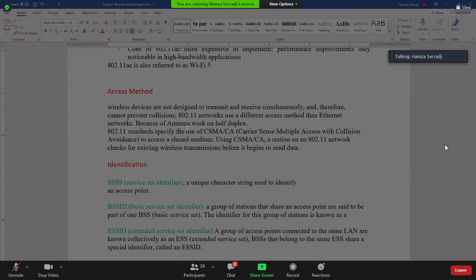They need a protocol to get access to the medium to talk or to receive something, and that protocol is called CSMA/CD on the wired Ethernet connection. On the wireless it is called CSMA/CA, carrier sense multiple access with collision avoidance.